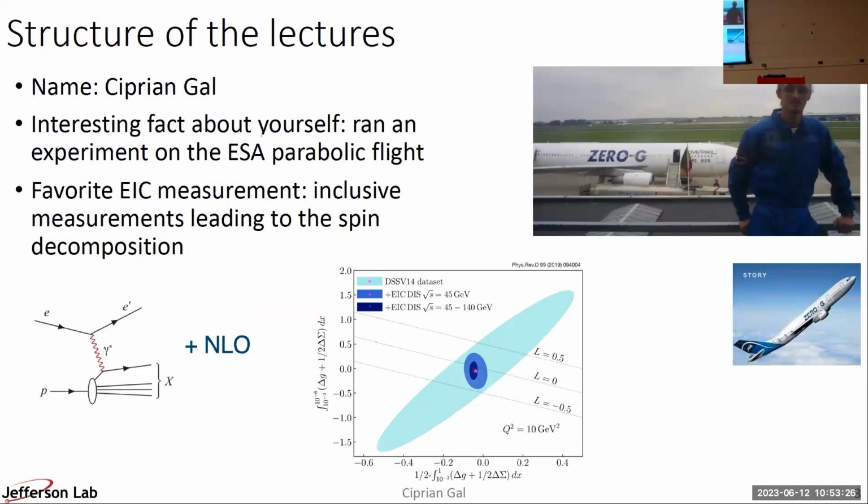I'll go first. My name is Ciprian Gal. One interesting thing I've done, I ran an experiment on the SUP 0G parabolic flight. It was really fun. Turns out there's that equation for the pendulum that has the gravity in it. If you double gravity, the frequency doubles. It's crazy. My favorite measurement, I'm cheating here, is basically inclusive measurements that will lead to constraining of the decomposition of the proton spin. It's something I did for grad school, and I'd like to have it done at some point.